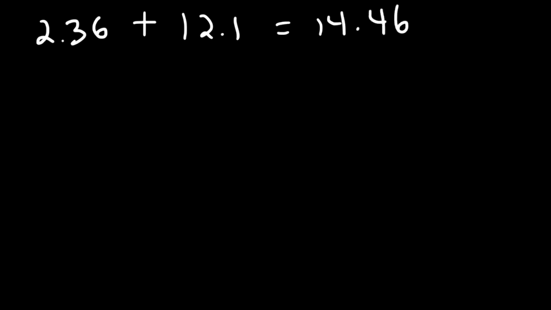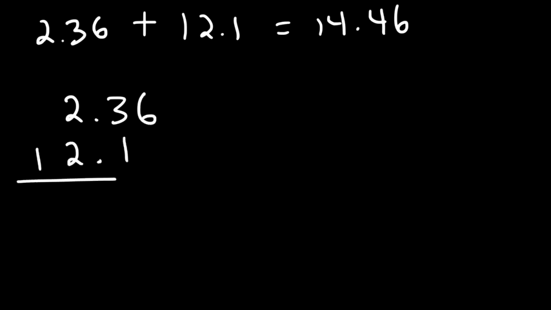Now let's talk about addition and subtraction, but mostly addition. Let's say we wish to add 2.36 plus 12.1. How can we round our answer to the appropriate number of significant figures? If we add these two numbers, this will give us 14.46. But what should we do here? For this type of problem, it's better to write the problem like this.